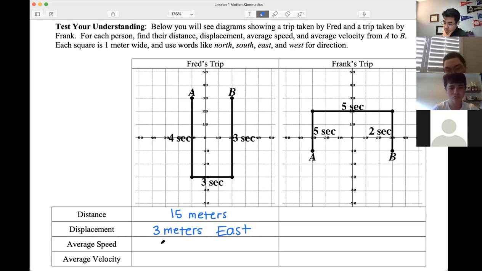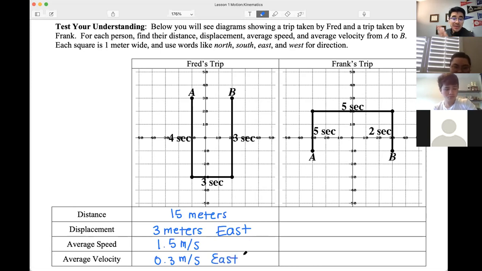1.5 meters per second. Average velocity then? 0.3 meters per second, east. One of these needs the direction. It's that bottom one. Okay.